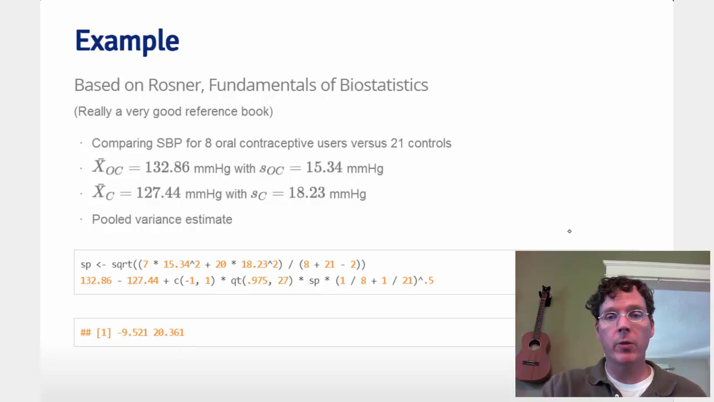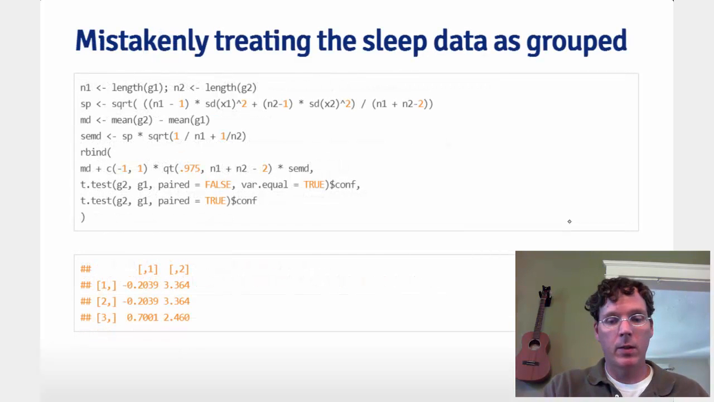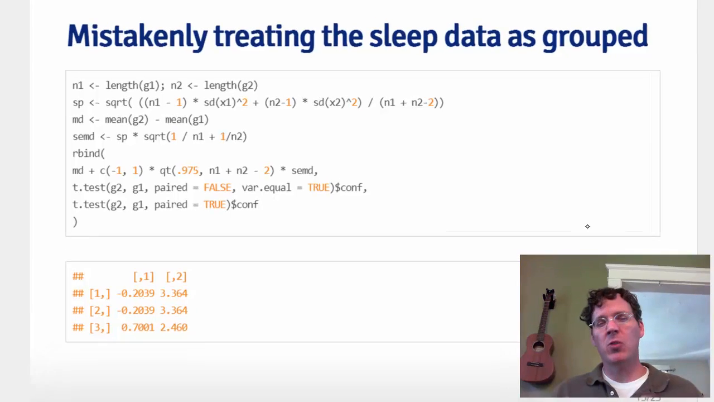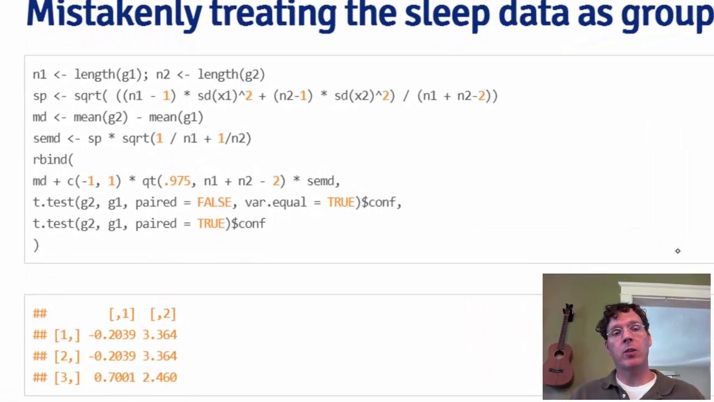Let's move on to another example. Let's revisit the example where we were looking at the sleep patients on the two drugs, but let's pretend that the subjects weren't matched. Okay, so I have N1 from group 1, N2 from group 2. Remember, in this case, both of those would be 10.